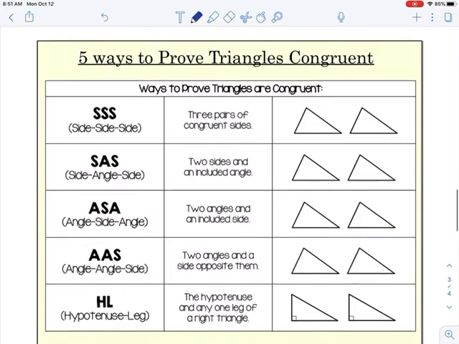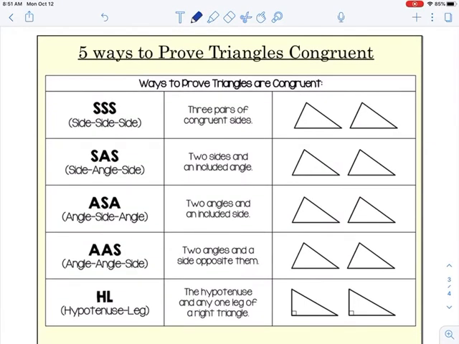Okay, so we're going to have 5 ways to prove triangles congruent. We're going to abbreviate them using all these letters that you see on the left-hand side, and I'll show you what it's going to look like in the picture on the right-hand side. So the first way that we're going to prove triangles congruent is something called side, side, side. What's going to happen here is you need 3 pairs of congruent sides. So that might look like this one congruent to this one, this one congruent to that one. That's what it would look like if you had 2 triangles congruent by side, side, side.